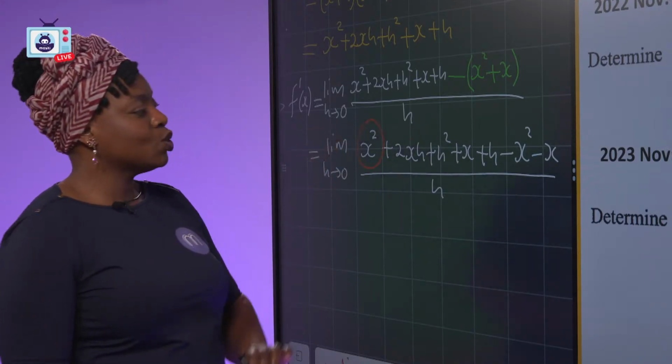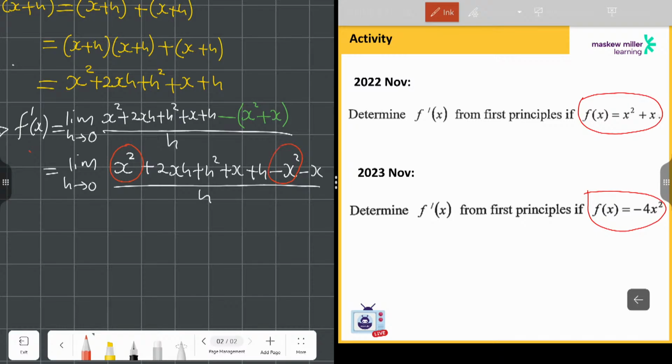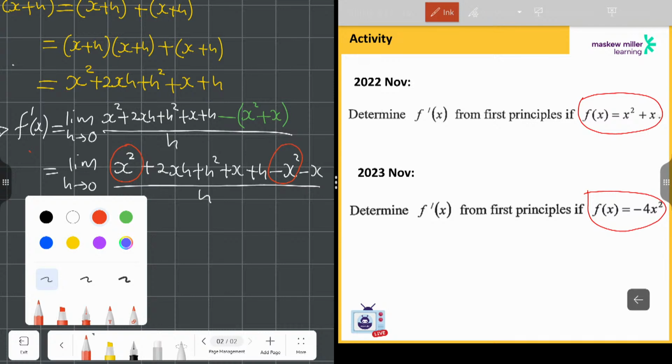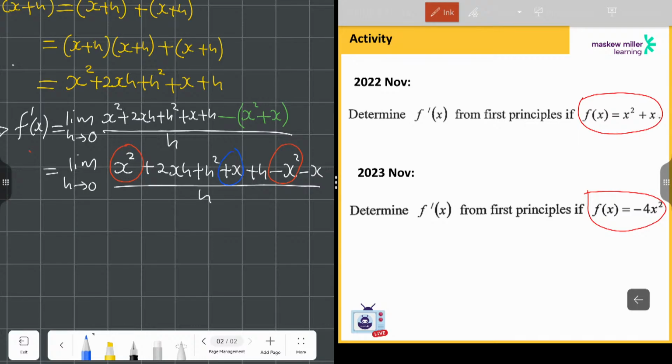So this x squared and the negative x squared, they are like terms. They are going to give us a 0. Again, we have another one. If you check properly, you will see that we have x, which is positive, and a negative x, which the two of them must give us a 0 as we subtract. So then it means we will remain with the limit as h approaches 0, and we just copy the rest, which are not like terms, which is 2xh plus h squared plus h. Then we divide it by h.